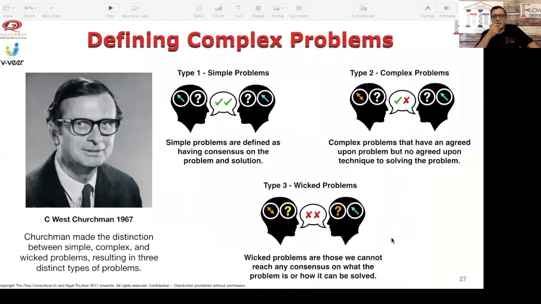It's important to understand what complex problems are. So in 1967, a scientist by the name of Wes Churchman defined complex problems in three categories. Simple problems are those defined as having a known problem and a known consensus on the actual solution. A complex problem, what's known as type 2 problems, have an agreed upon problem. We all agree what the problem is, but we can't agree on the technique to solving the problem. And then finally, type 3 are described as wicked problems, where we can't reach a consensus on what the problem is, let alone how to solve it. So this is where 5 why analysis fails to work, unfortunately.